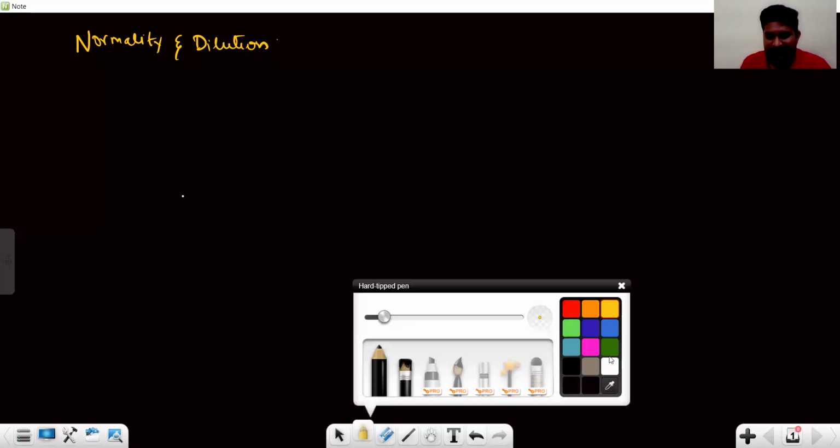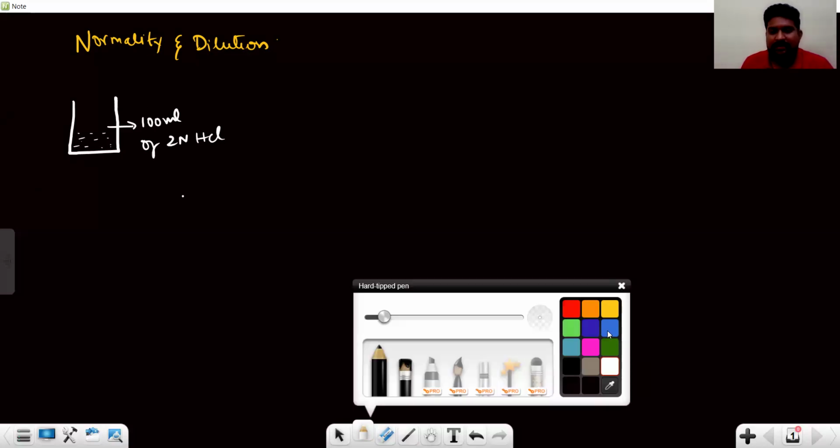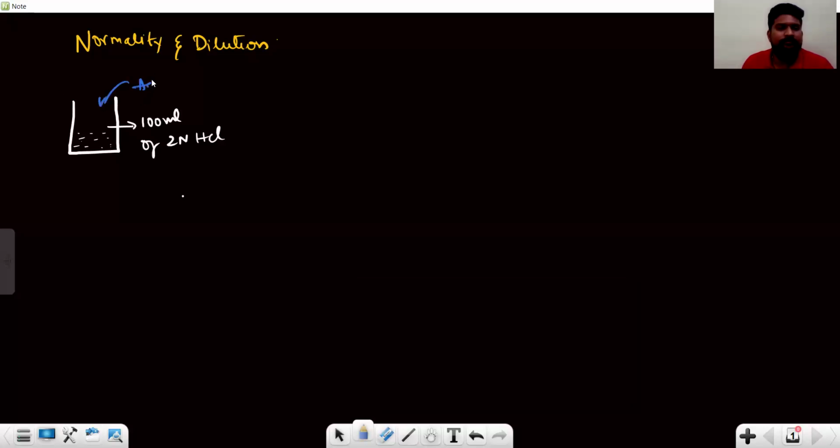So, my dear students, we just spoke about what dilution is. That is the change in the concentration of the solutions. Now, let me go with one more example to make it easier to understand. Imagine there is a beaker which has 100 ml of 2 normality HCl. Assume this is HCl of 2 normality. Now what I did is I have added water. Now what happens here?